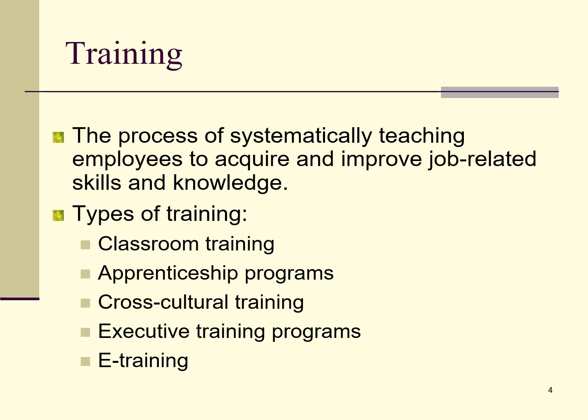And that's really what training is about. Training is the process of systematically teaching employees to acquire and improve job-related skills and knowledge. And the types of training can include pretty much anything that fits this definition. So any systematic process which helps to teach skills is training. A lot of training can be classroom training, apprenticeship programs, cross-cultural training, executive training programs, e-training.